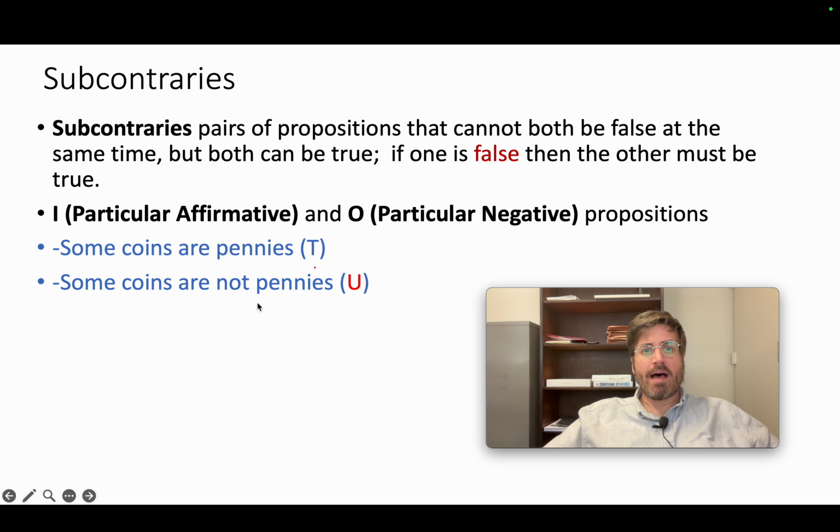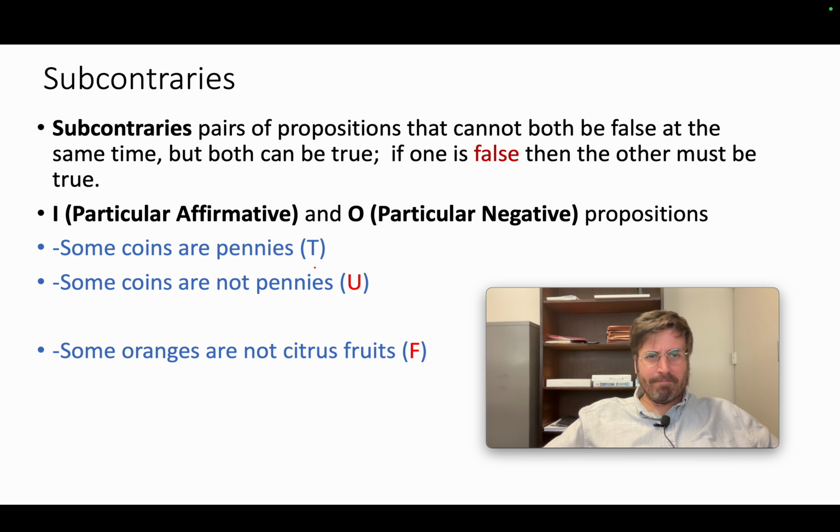Some coins are not pennies. And if you think about the content there for a moment, is this true or false, right? So we don't have enough closure around the relationship of subcontrarity to make that immediate inference.